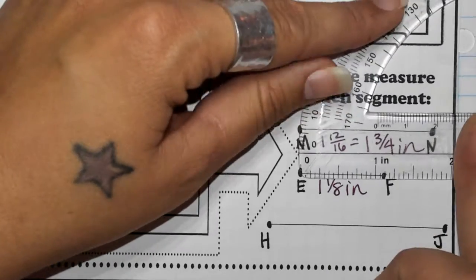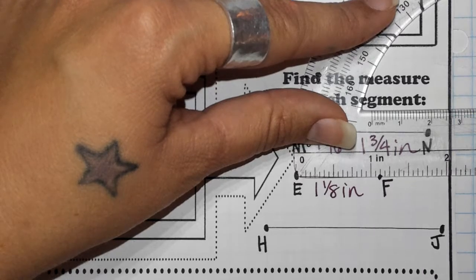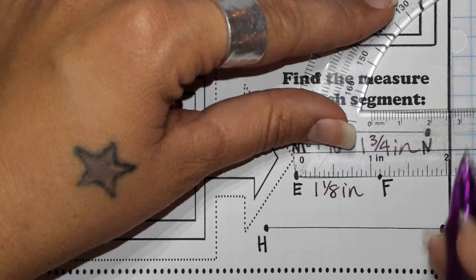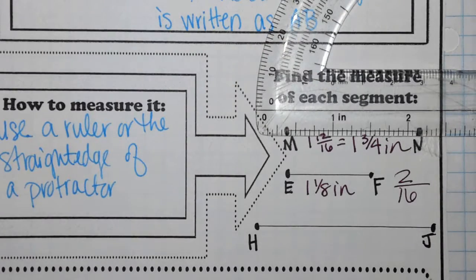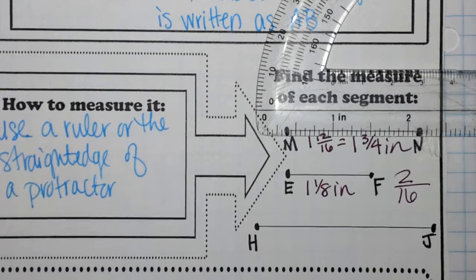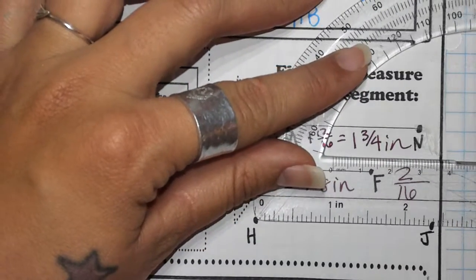Now let's look at EF. Do you see how it's 2 past the 1? That's 2 16ths. And what goes into both 2 and 16? 2. What's 2 divided by 2? 16 divided by 2? Magic. Does that help everybody? All right. Try HJ without me.